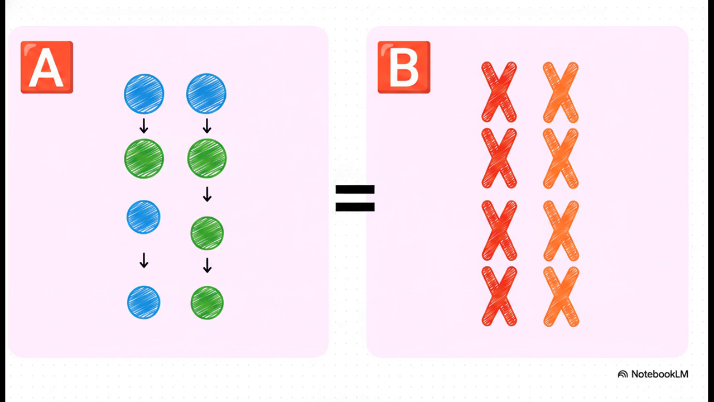This was the massive aha moment for Sutton and Boveri. One column describes the theoretical behavior of Mendel's genes, the other describes the observable, physical behavior of chromosomes during meiosis. The parallel was just way too perfect to be a coincidence. Chromosomes had to be the physical vehicles carrying the genes.